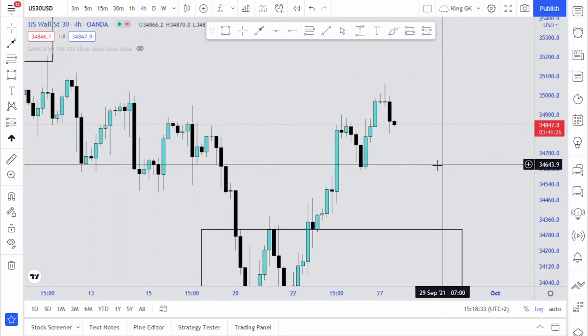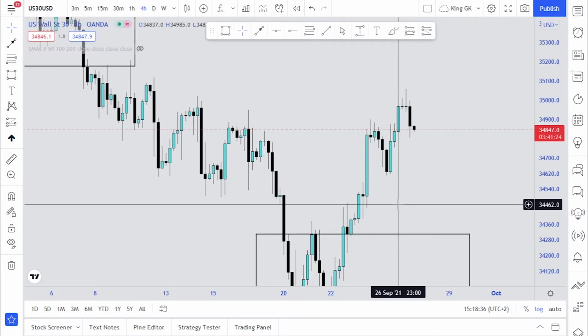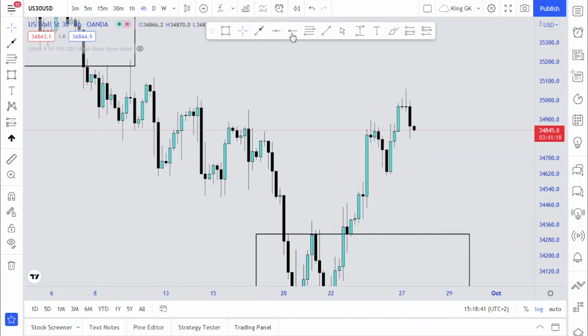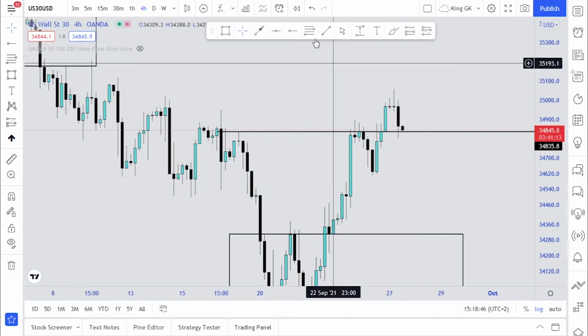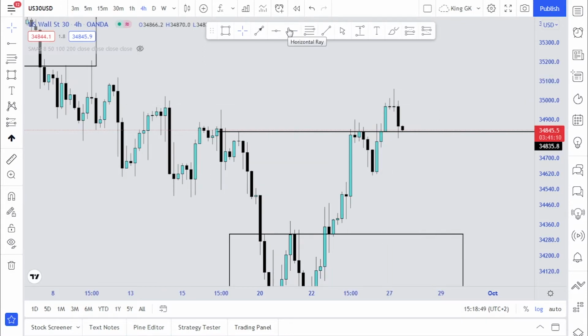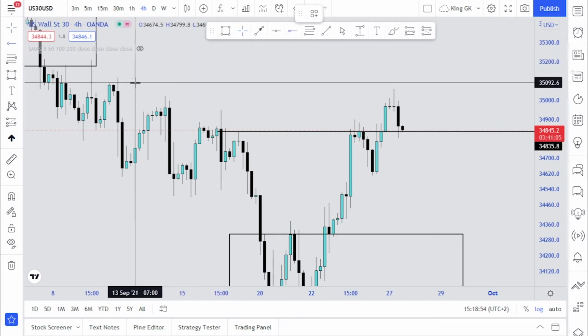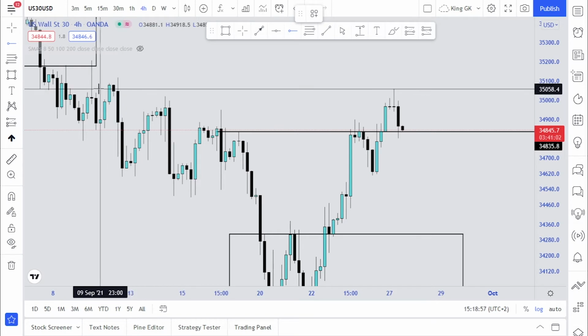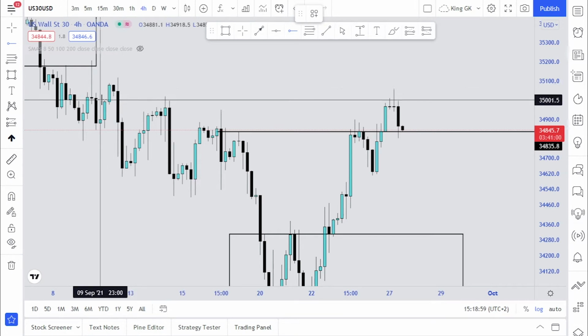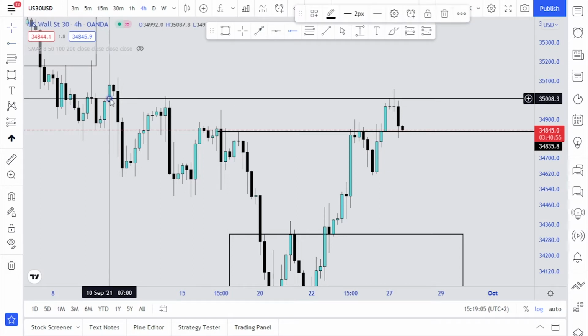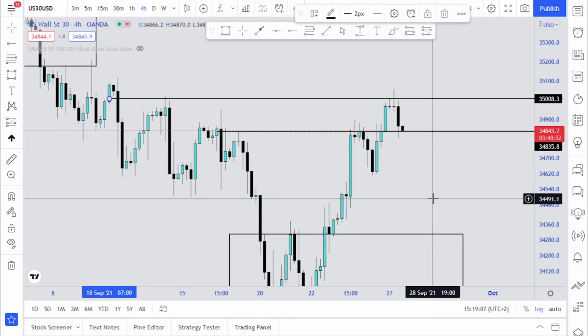What is most likely to happen is that price will continue to the upside with the flow. What I also love to mark is my 4-hour level of support where price is trading now. Price is trading on US30 at 34845. Let's mark the previous high that price was just creating as well. Let's mark the psychological area right here, 35000.